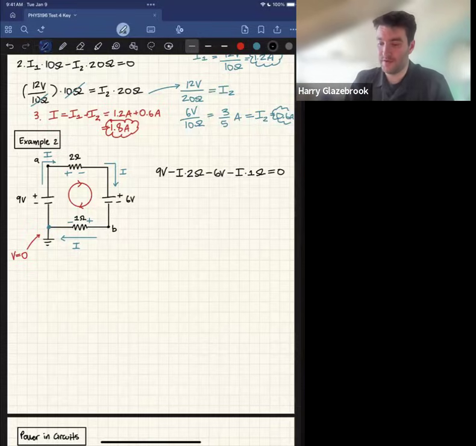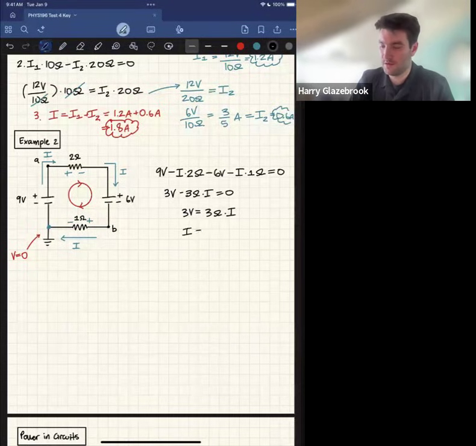So this one's pretty simple. We just have one thing to solve for, just one current throughout the entire loop. So 9 minus 6, that's going to be 3 volts. And then negative 2 minus 1 is negative 3. So that's negative 3 ohms times I. I'm going to add 3I on both sides. So that's 3 volts equals 3 ohms times current. Divide by 3. So that's 3 volts over 3 ohms, which is 1 amp. Notice my current is positive, so I chose the right direction. I don't need to change anything. And the current is just 1 amp.